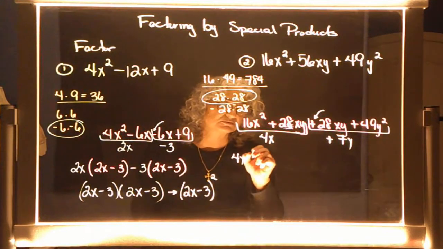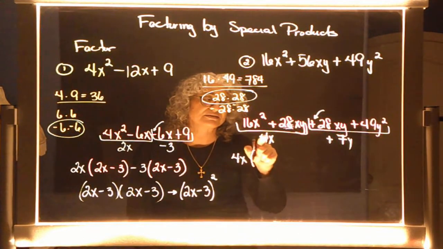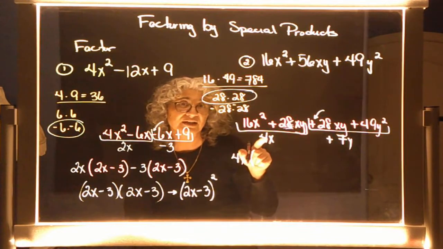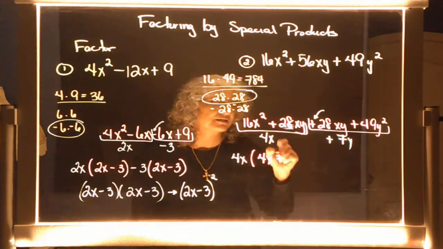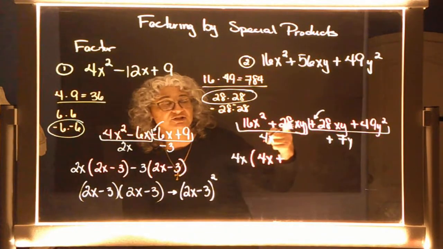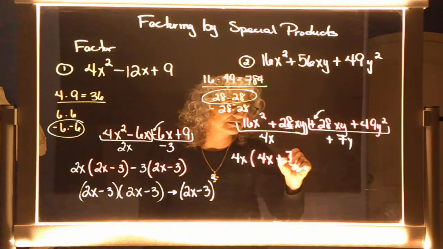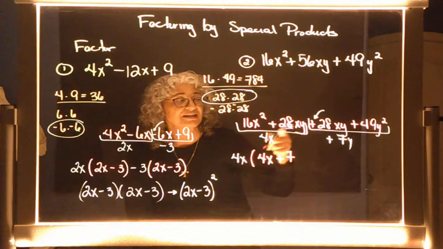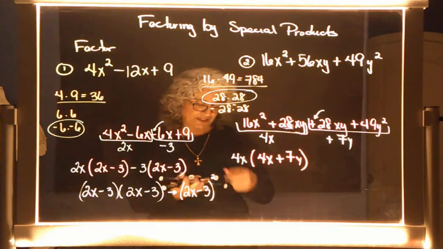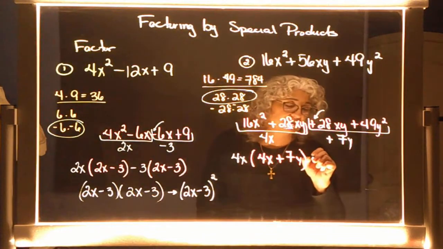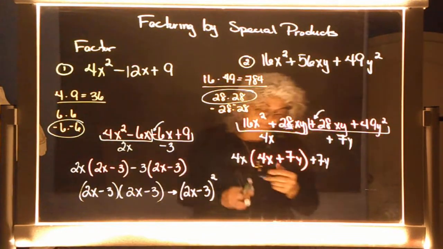So what remains when you take a 16x squared and divide by a 4x? Go to 4x. And yes, plus, what happens when you do the second division? You definitely get a 7. Looks like the x's cancel and a y. All right. Now out of the second pair, you took out a positive 7y.